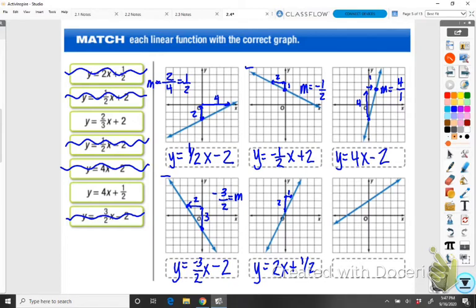And then the last one we have is a positive 2 at the end, the intercept. If you go to this point, that's a rise of 2, run of 3. So the slope is 2/3. So y equals 2/3 x plus 2. So there is one that we didn't use there.